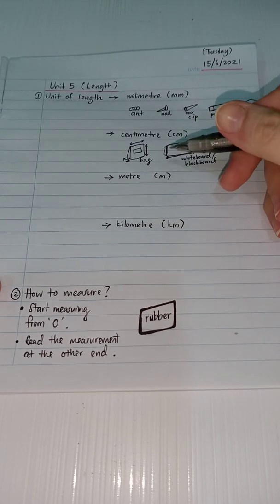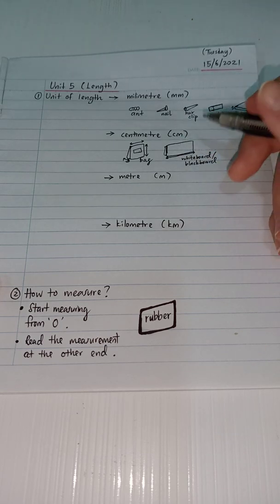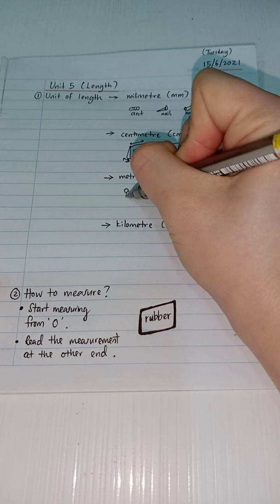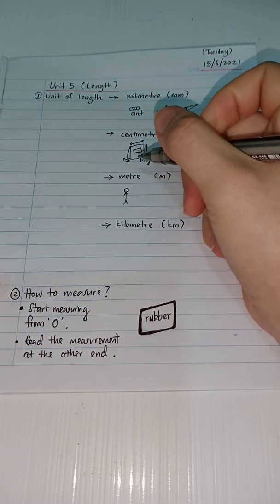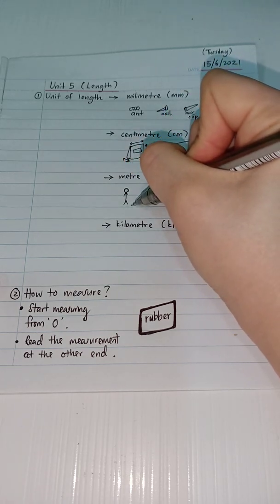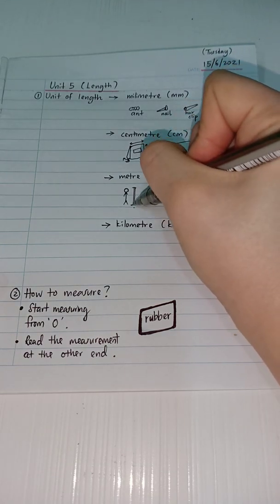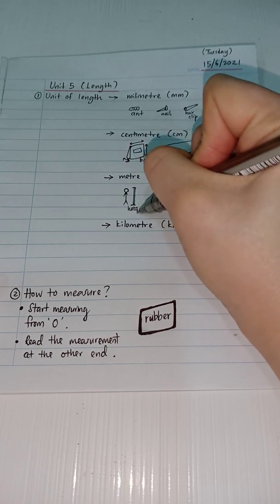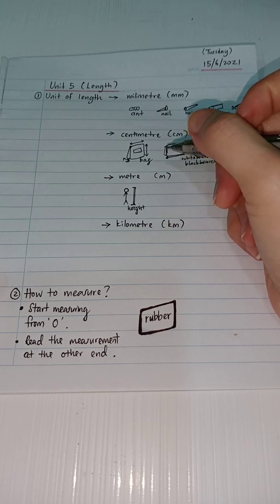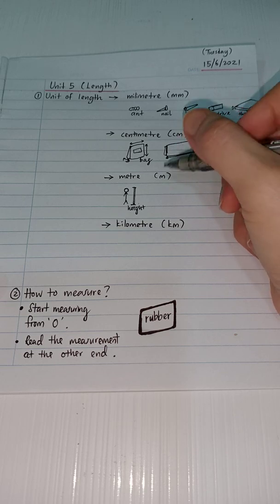Okay, meter, normally meter is for longer or taller objects. For example, Madam wants to measure the height of the boys and girls in 4K. Normally we have the measuring tape there. We will place the measuring tape on the wall and start to measure your height. Maybe 1.5 meter. So what else? 3.